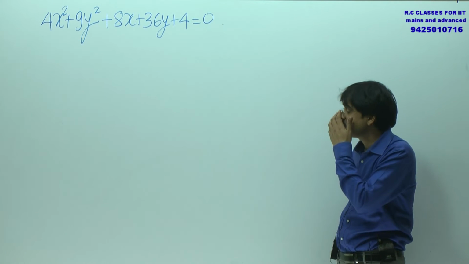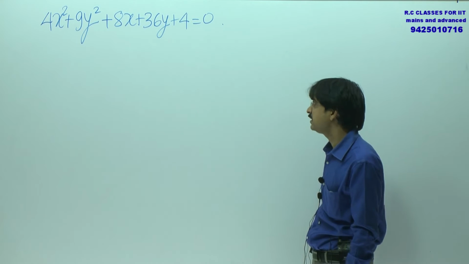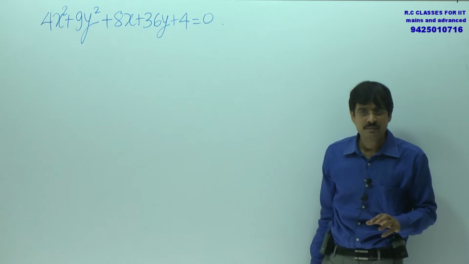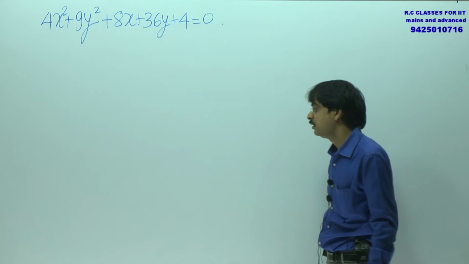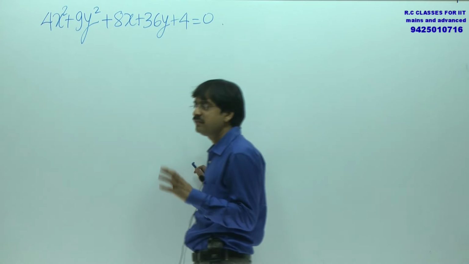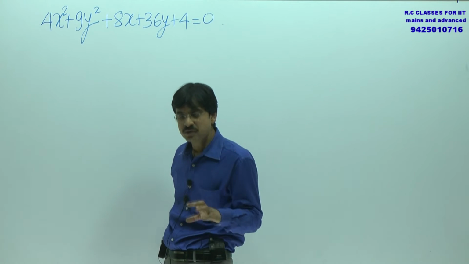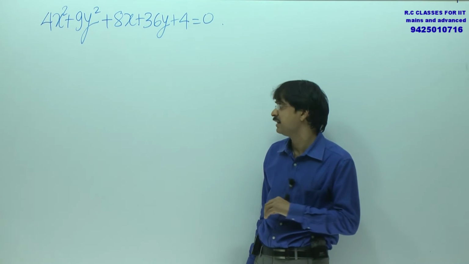Now look for the equation of ellipse: 4x square plus 9y square plus 8x plus 36y plus 4 equals 0. Equation of ellipse, but it's not given directly in the standard form. है ना? Again you have to find out all the relevant information with the ellipse, चाहे वो foci हो, equation of directrix, major axis, minor axis, everything is required.